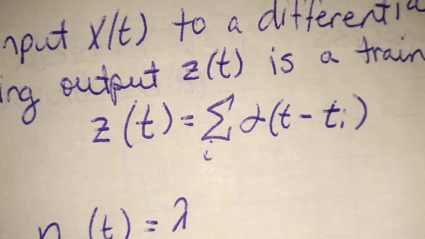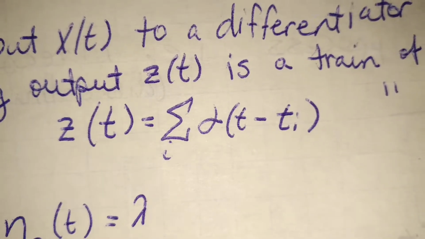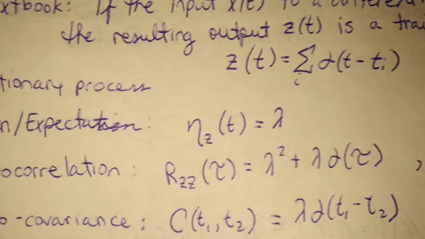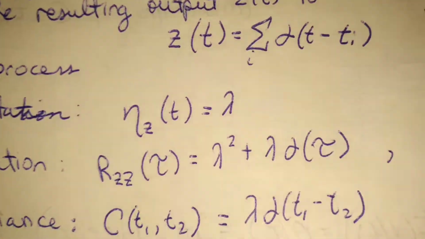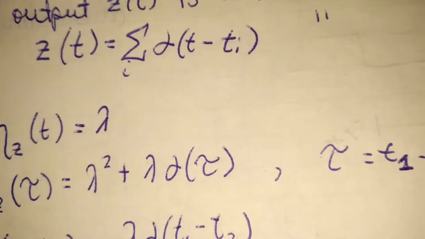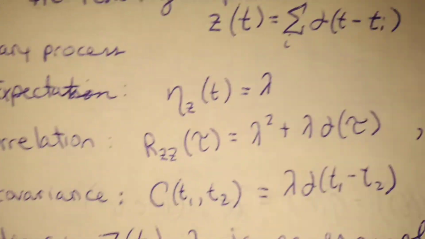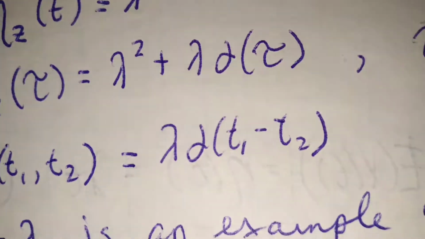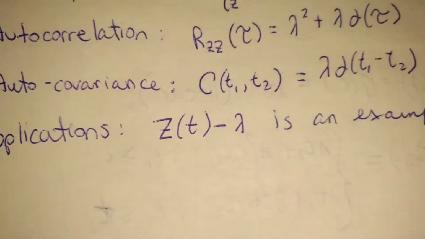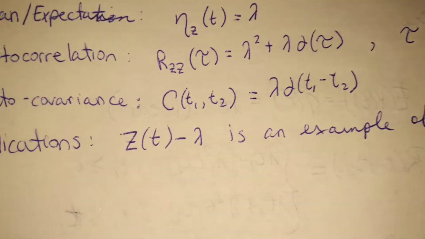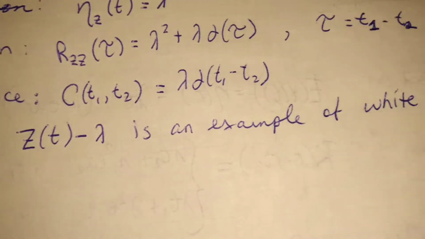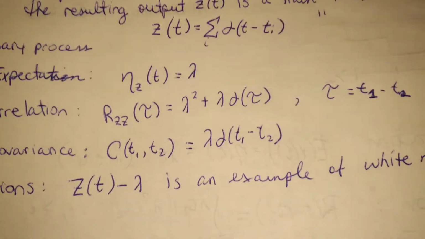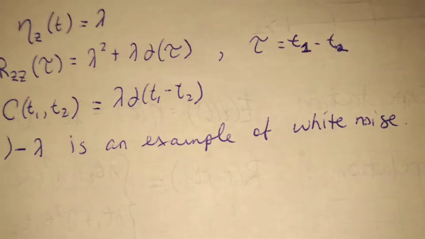So z of t is equal to the sum of all the delta of t minus ti, differentiated. That's not an alpha. Then the autocorrelation is lambda squared plus lambda times the delta of tau, where tau is t1 minus t2. And the autocovariance is lambda times the delta of t1 minus t2. One application of the Poisson impulses is that z of t minus lambda is an example of white noise, so this is something used when we come up with a white noise process.